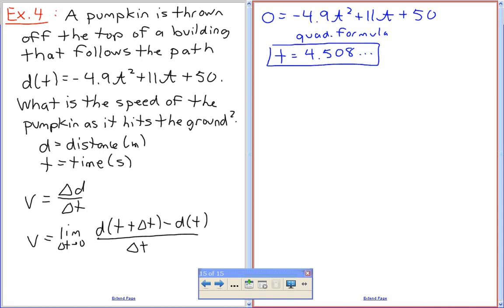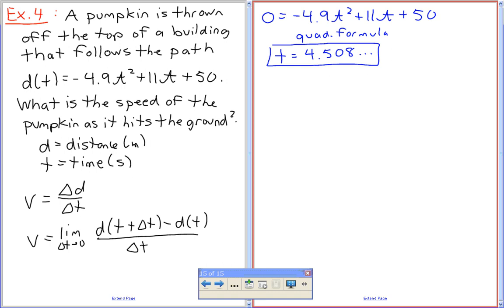Now, I trust that all of you use the quadratic formula. That's not too much to ask. You will need the quadratic formula throughout this course, so don't think you won't use it. Okay, let's do the calculus part.